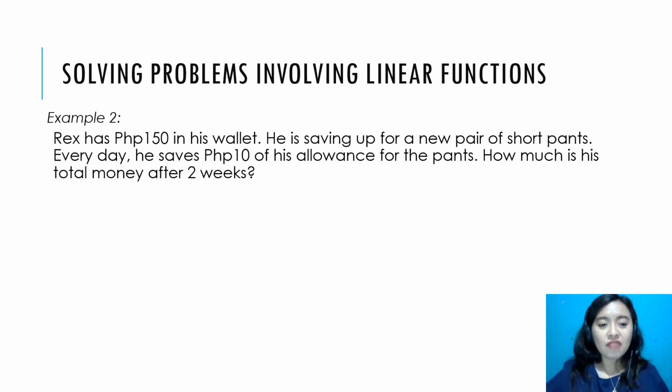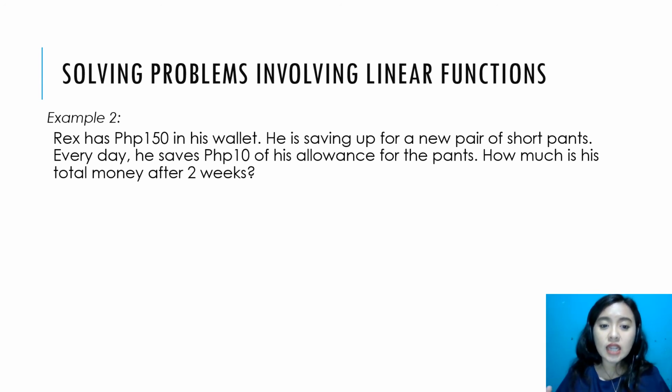So, here we have Rex has 150 pesos in his wallet. He is saving up for a new pair of short pants. Every day, he saves 10 pesos of his allowance for the pants. How much is his total money after 2 weeks? So, kung atong bisayon, si Rex daw naa siya 150 daan. Unya, nagtigom siya kay ganahan siya makapalit og shorts.